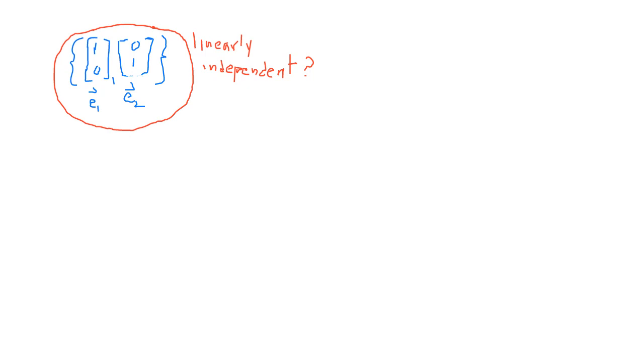Let me ask you this, where do these vectors live, E1 and E2? What space do they live in? Is it one-dimensional space, two-dimensional space, three? All right, two-dimensional space, or R2. Very good. So I'm wondering, are these two vectors linearly independent?